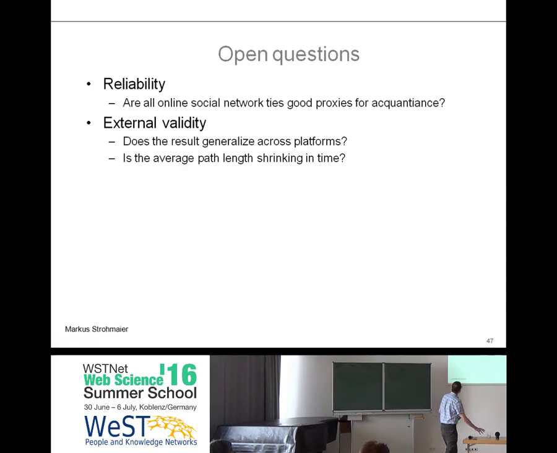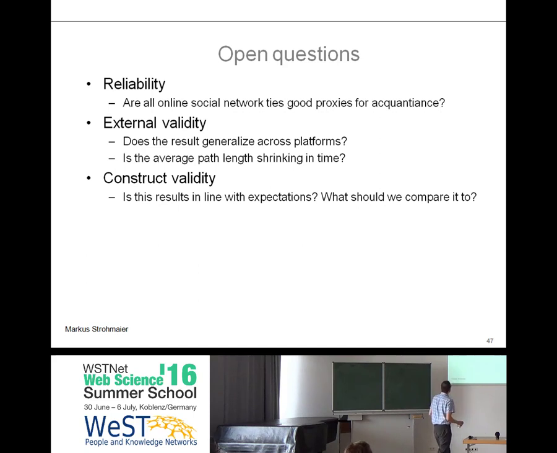These are a couple of the things that we've discussed. Are social network ties good proxies for acquaintance relationships? External validity, for example: do results generalize across platforms? Just because we found it on Facebook, would that mean that we observe something similar on another platform? There is the theory of networks that as they grow, their average shortest path shrinks. Is this also true as more and more people join Facebook or these online social networks? We don't know.